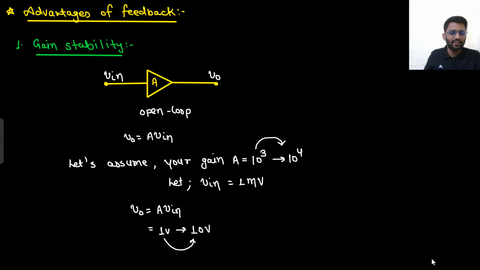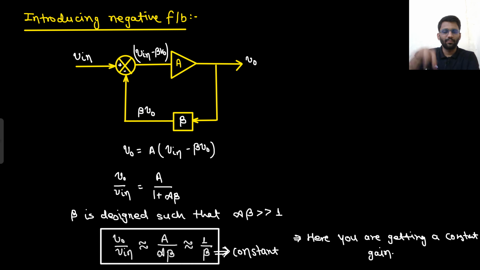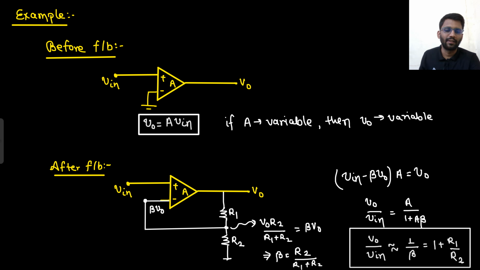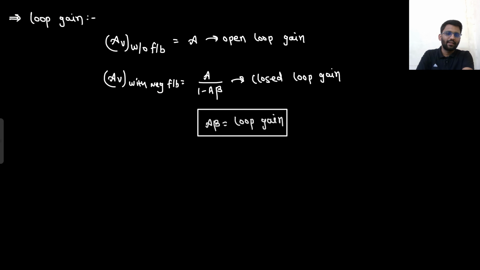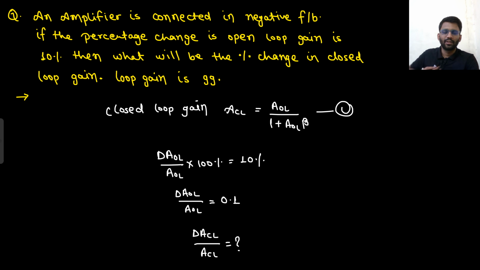Then we saw the effects. Gain stability: there is no stability in the gain in open loop, but when you make it closed loop, you are nearly getting a constant gain, that is 1 by beta, and beta you will make constant only. We saw the example as well. There we were getting a constant gain of 1 by R1 plus R2, right? Then we saw what is the loop gain. Loop gain is A beta. After the conclusion, I will tell you how to find the loop gain, right?